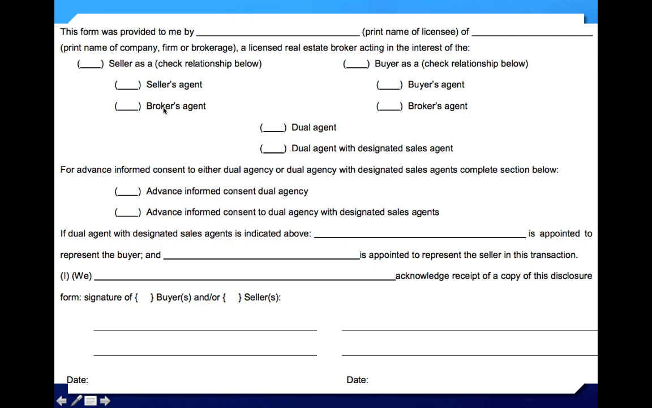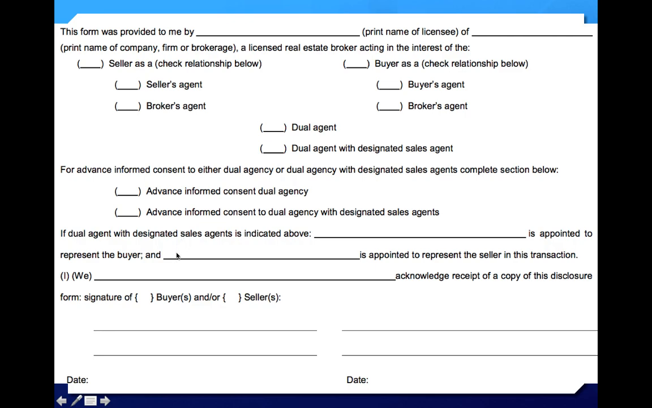Now, sometimes you get what's called a broker's agent. So this is someone else that gets assigned. You don't see that commonly in New York, but that's someone else that gets assigned. So if you see that checked off, just ask them for more information about the broker's agent. What's that scenario playing out for whoever's representing you, okay?